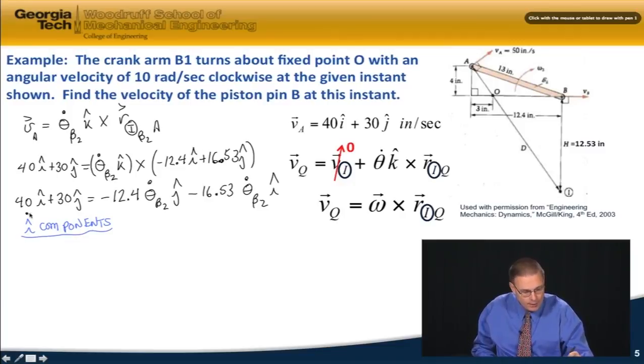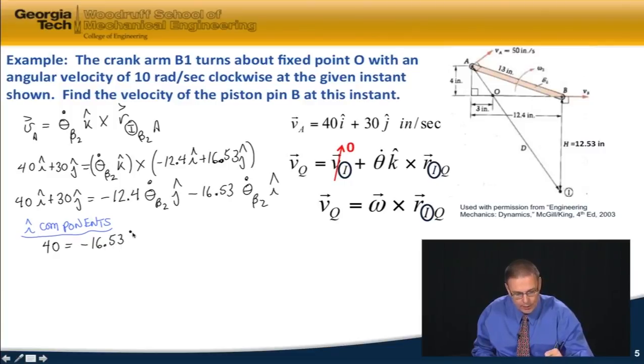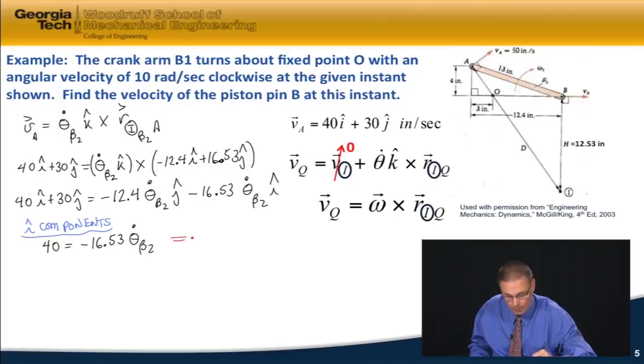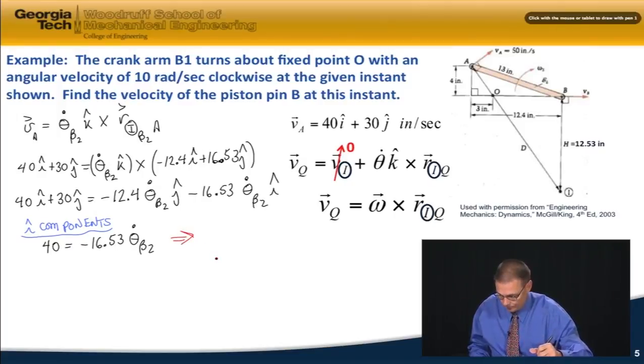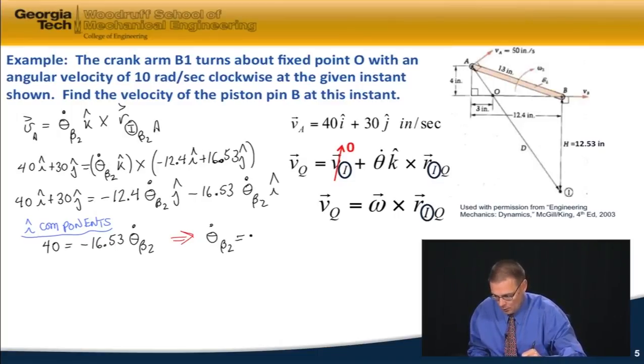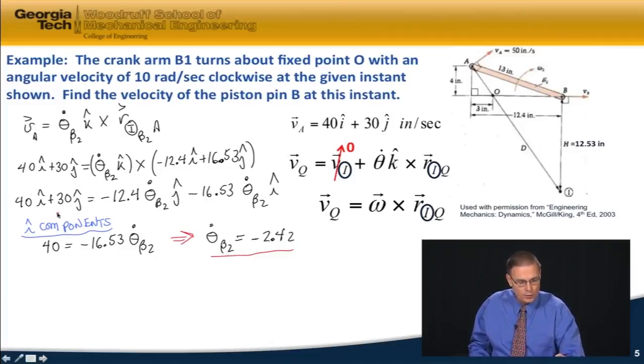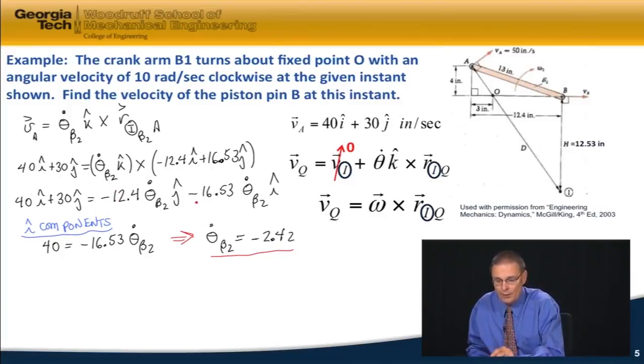When I do that, I've got 40 equals minus 16.53 theta dot B2, or theta dot B2 equals minus 2.42, just as we found with the relative velocity equation. So we should get the same result. If we don't, we know we've done something wrong. It's interesting to note that if you match J components, you'll get the same result for theta dot B2, which you should. Finally, we found the velocity of A.